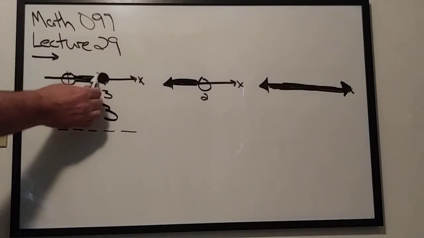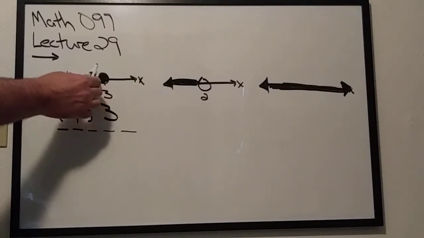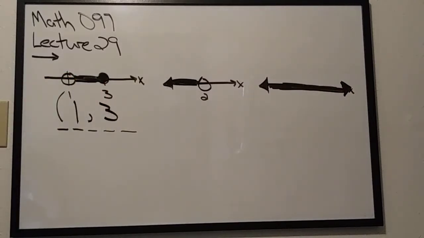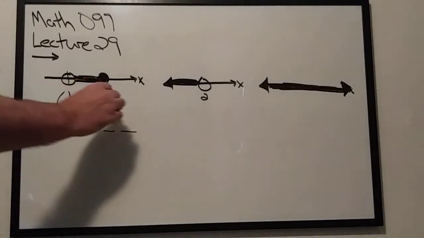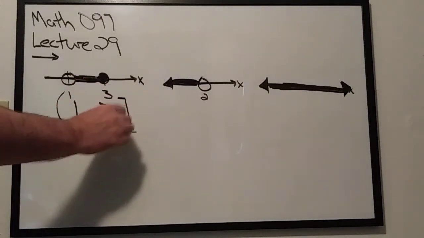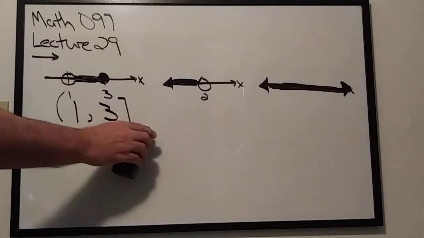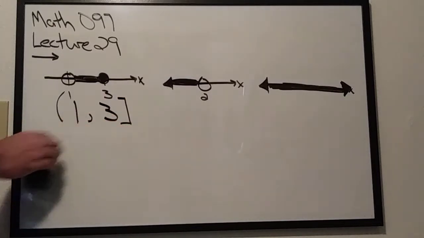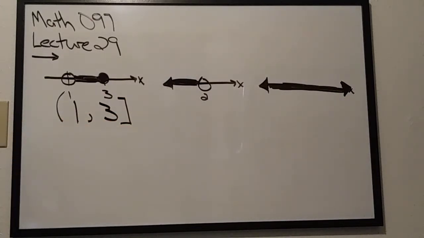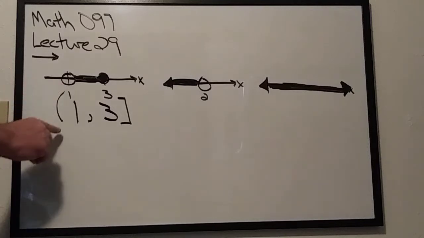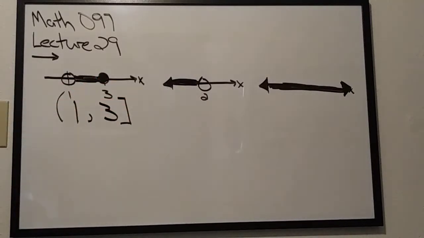So picture-wise, we have a solid dot. That means that we are including it on our graph. So we need to demonstrate that down here in interval notation as well. I'll use a square bracket to demonstrate the fact that we are including that endpoint of 3. Now, a moment ago, I put those 5 underlines on the board just to demonstrate the fact that there were 5 items. In general, you don't write the underlines. So the interval notation here is parenthesis 1, comma 3, square bracket.